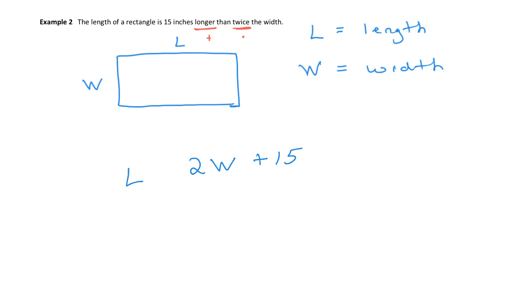And this is the same thing as saying the length, if you even just want to set up an equation. I think all that's really important here for this problem is the 2 times w plus 15, but this entire statement, now an equation, is saying the length is twice the width, and then we just go 15 more. And that is it for this example.